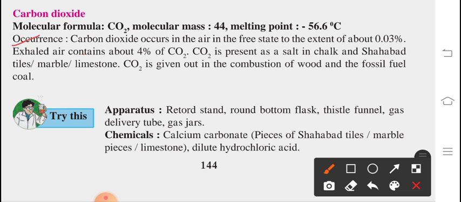Exhaled air contains about 4% of CO2, and carbon dioxide is present as a salt in chalk, Shahabad tiles, marbles, limestone. Carbon dioxide is given out in the combustion of wood and fossil fuel coal.